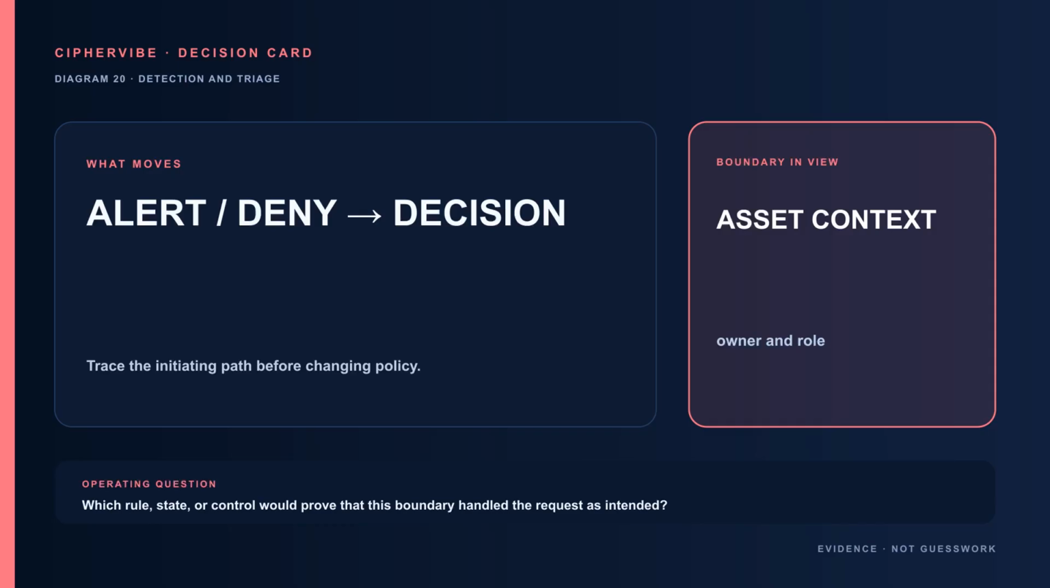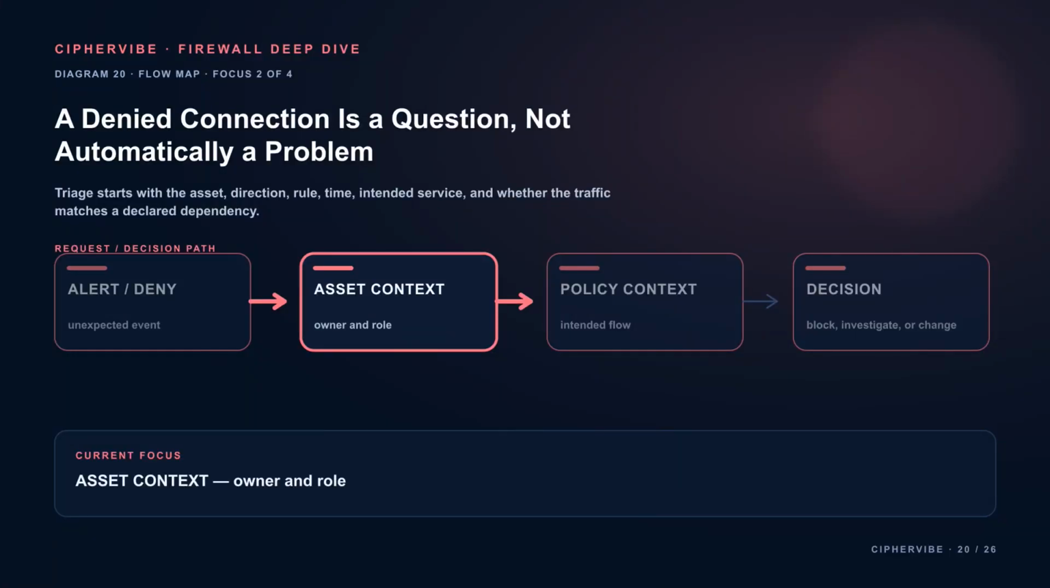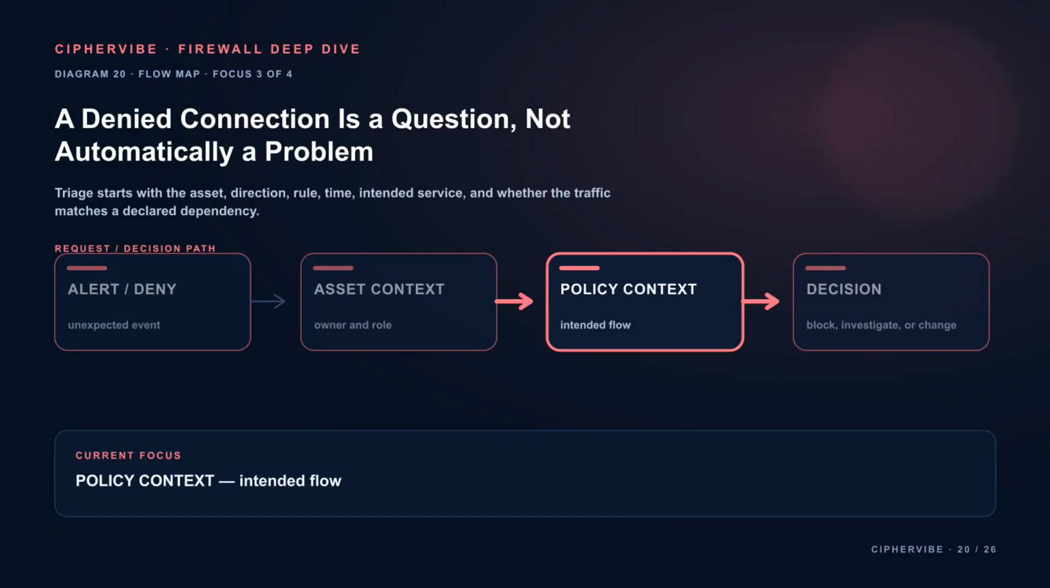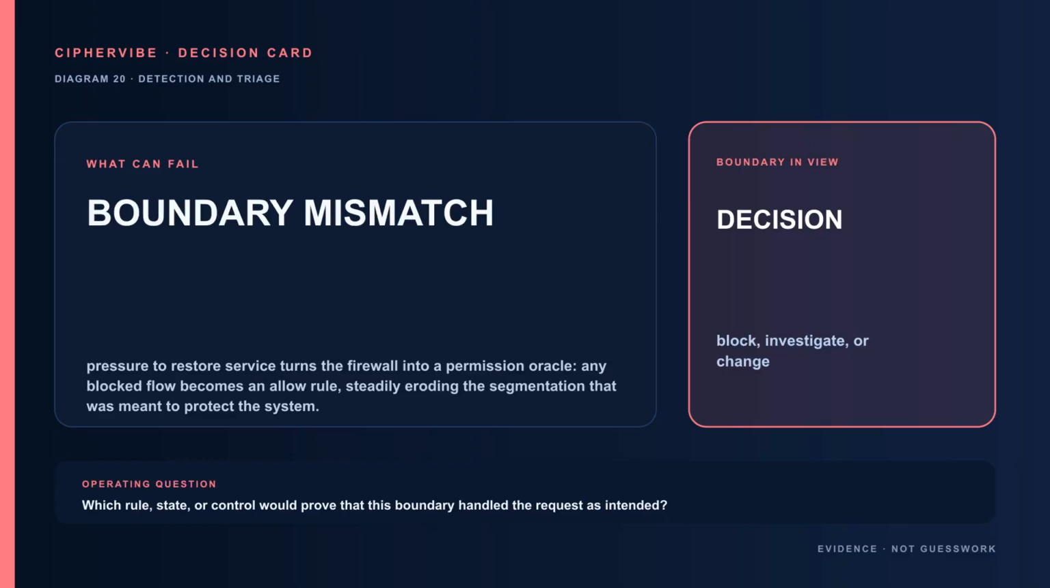Denied traffic can indicate a working control, a broken dependency, a misconfigured application, a scanning attempt, or an operational change that was never reviewed. Triage should avoid two bad reflexes: automatically allowing whatever was blocked, or assuming every deny is malicious. Begin with context. Which asset originated or received the traffic? Which zone and rule acted? Is the destination expected? Is the service part of the asset's documented role? Has a release occurred? Is the pattern isolated or repeated?